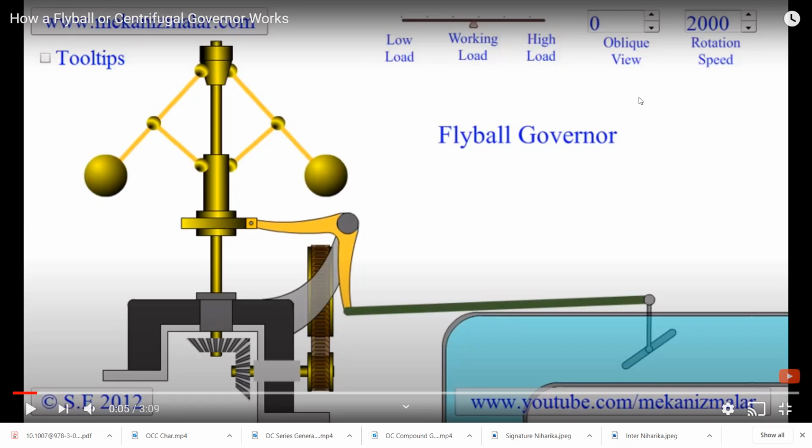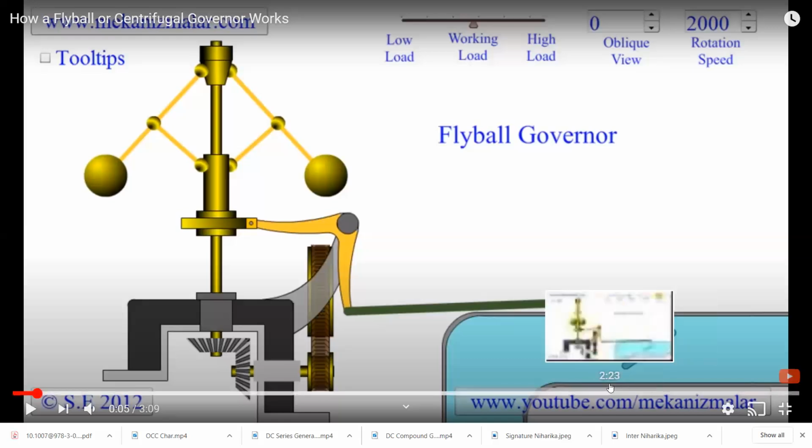So we'll see. According to this working load, the wall position is placed here. That means this much steam flow or water flow is possible. Now this is the speed changer position setting. This position is the speed changer position setting.